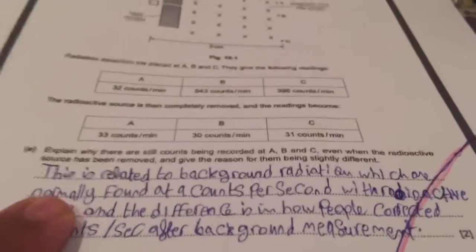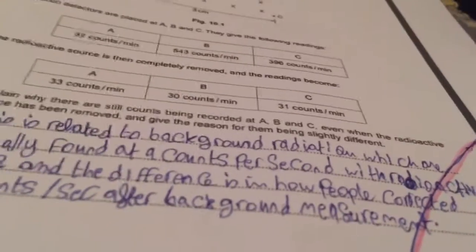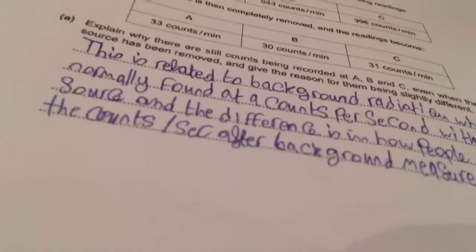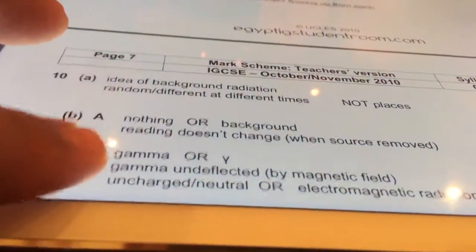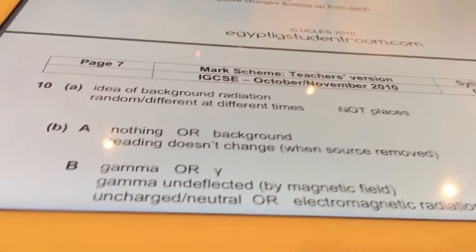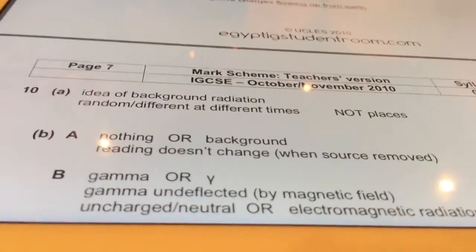This is related to background radiation, which is normally found with radioactive sources, and the difference is in how people corrected the counts per second after background measurement. That is an absolutely normal answer. The idea is background radiation and that it is random or different at different times, not places, by the way. Okay, let's keep on.